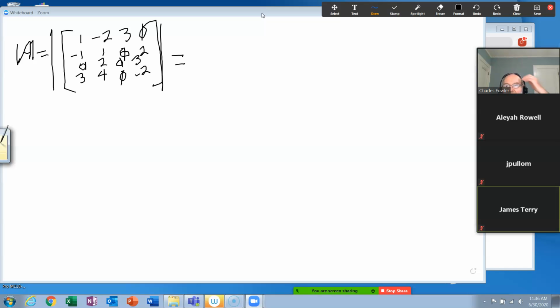But column 3, that's the one I would go for. If we're going to use column 3, we're going to go down column 3, right? So the first thing we're going to use is that entry. What is the sign of the cofactor of that entry, the 3?